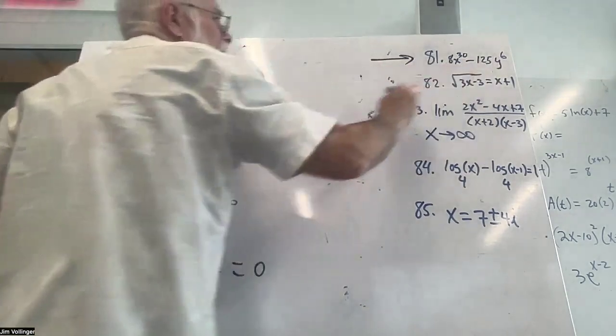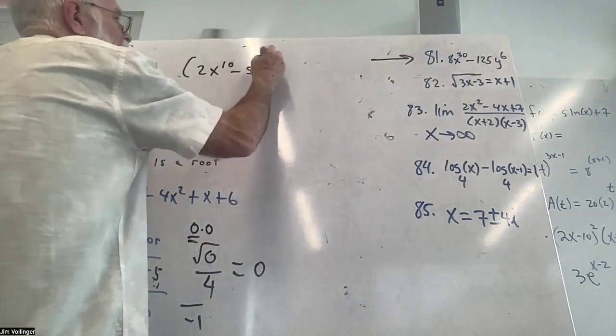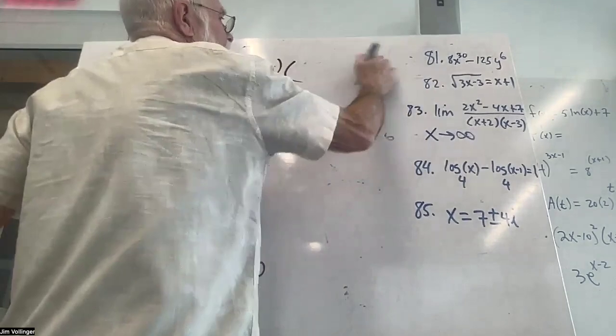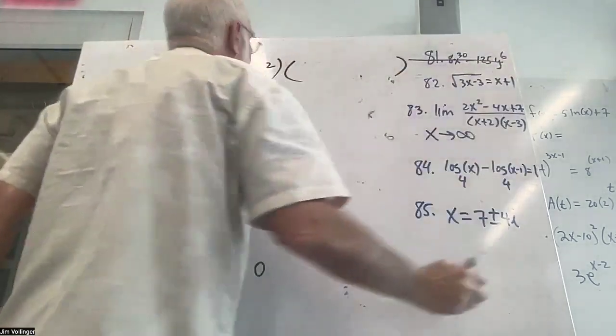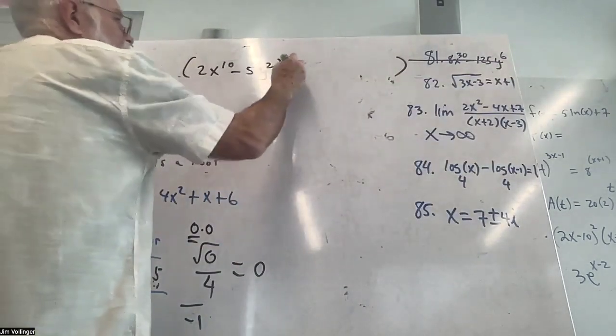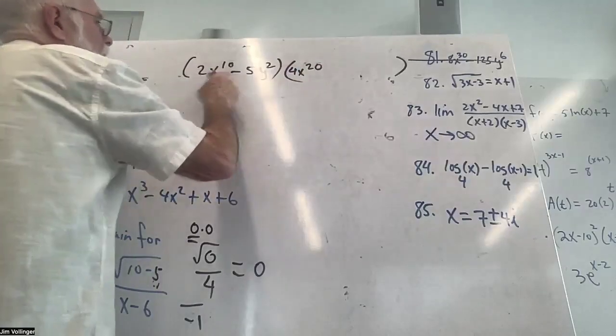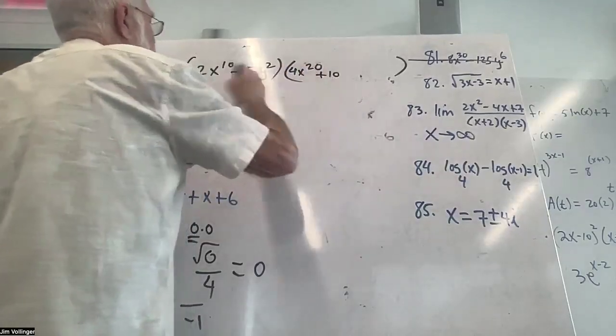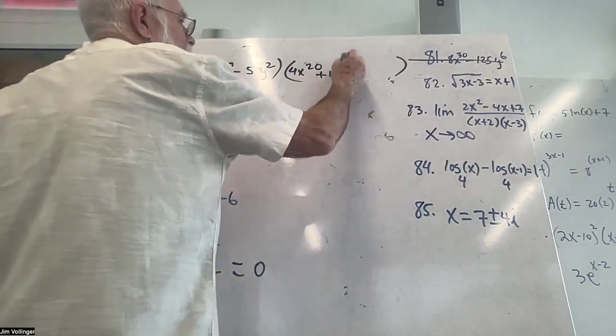The cube root of that is minus 5y squared, and then we build off of that parentheses to get this done. I need the other two terms: 4x to the 20, minus 10 becomes positive 10, x to the 10, y squared.